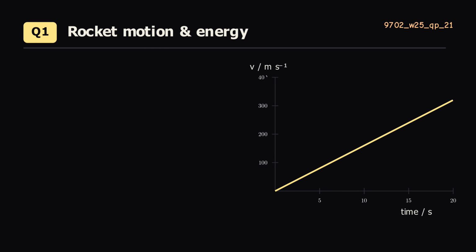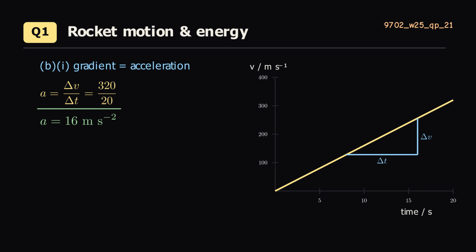Part B uses a velocity time graph. The gradient gives acceleration, the area under the graph gives displacement. Part B. Part 1. Gradient equals change in velocity over change in time. 320 divided by 20 gives 16 meters per second squared.